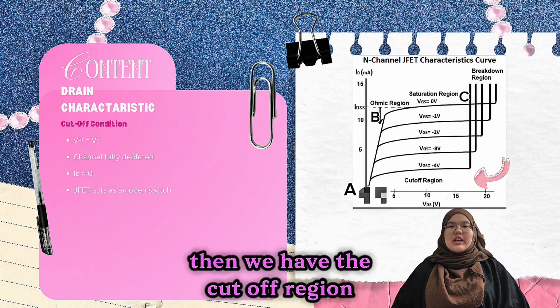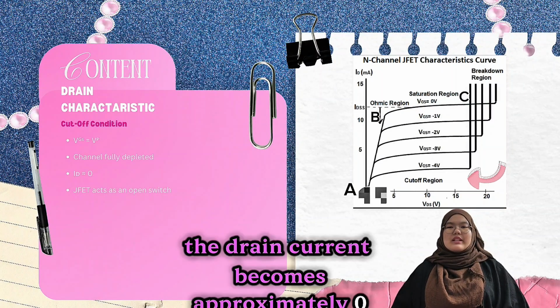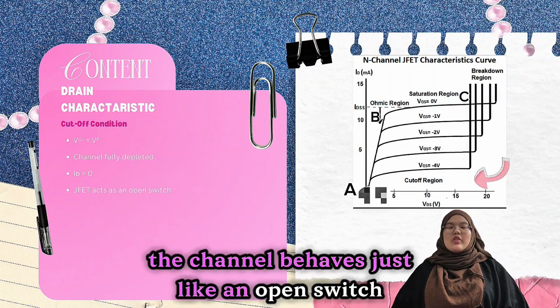Then we have the cutoff region. When VGS equals the pinch-off voltage VP, the channel is fully depleted. The drain current becomes approximately 0. At this point, the JFET behaves just like an open switch.